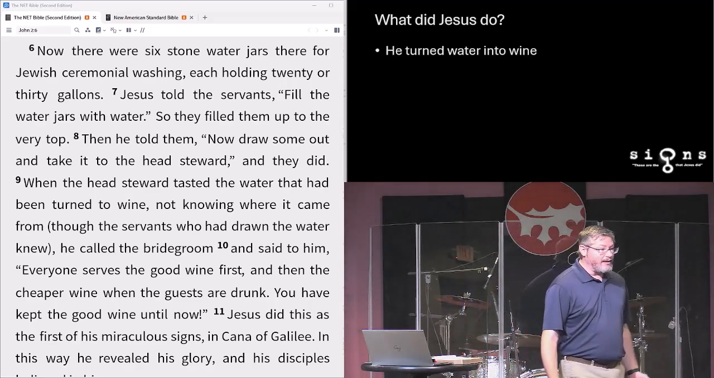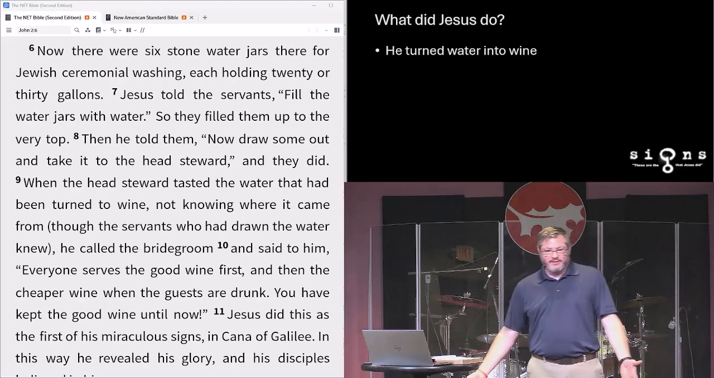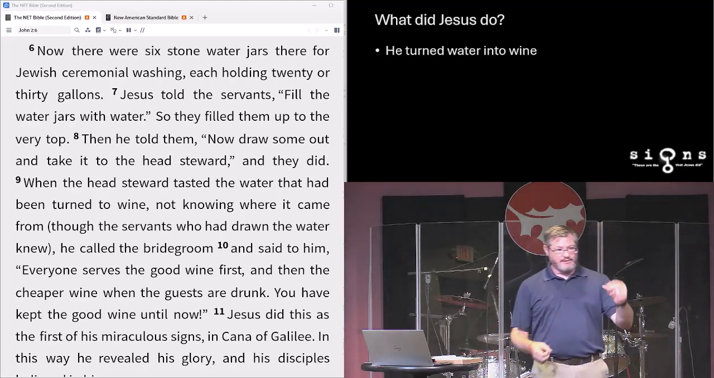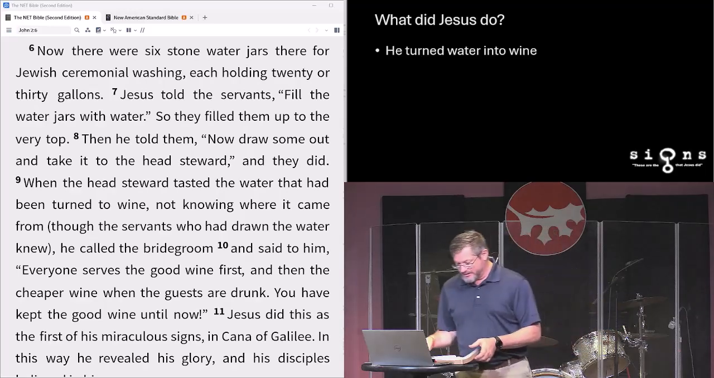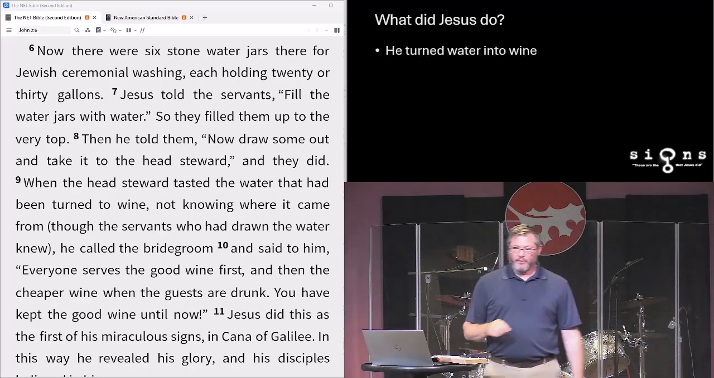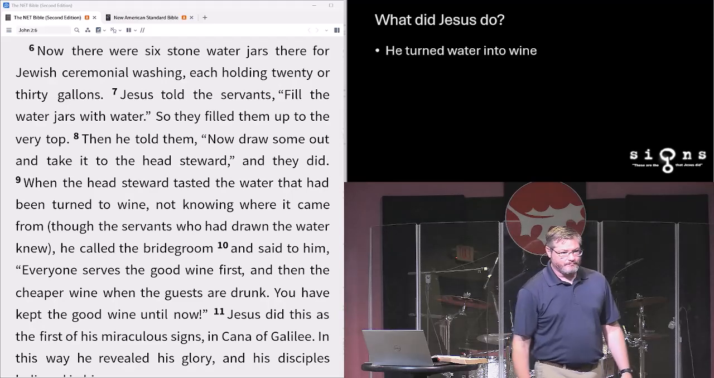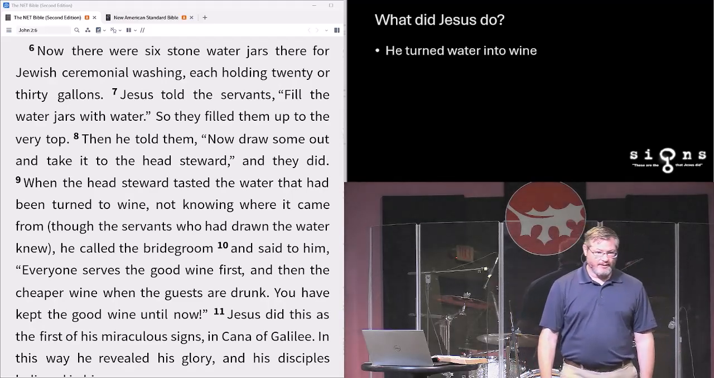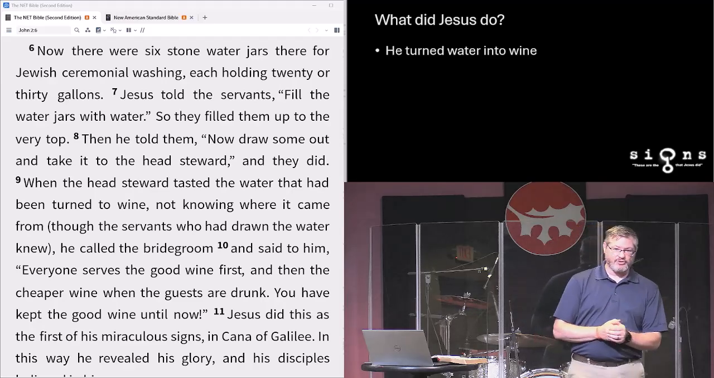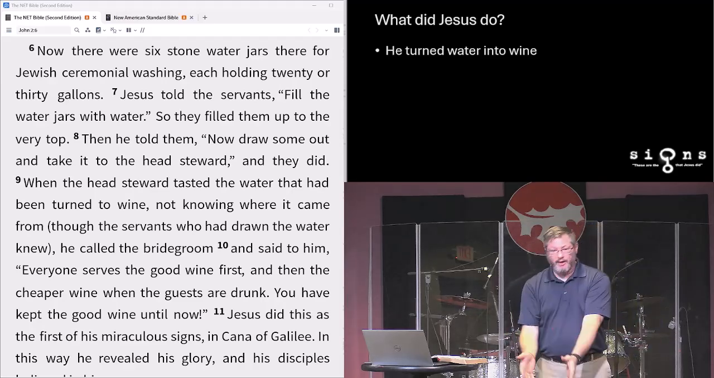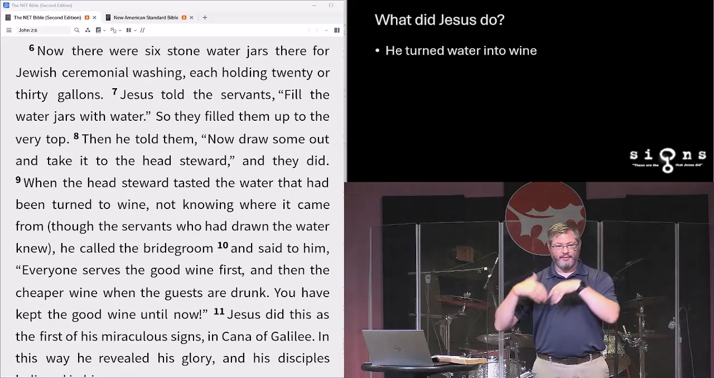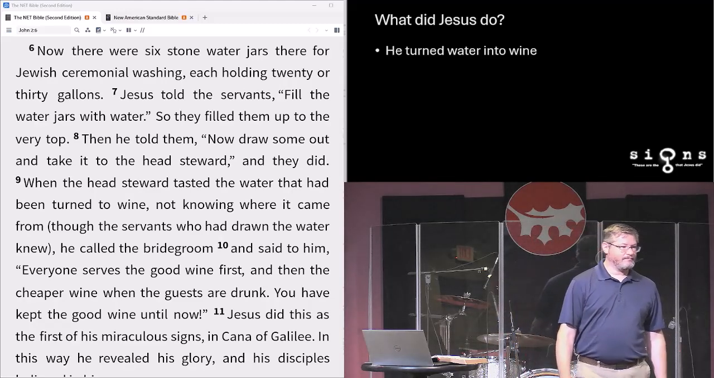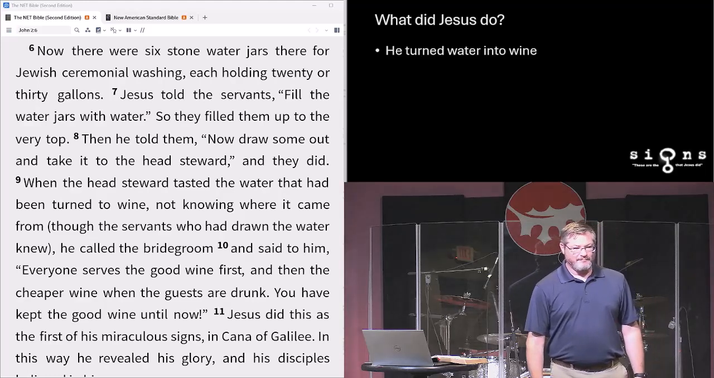Yes. Right. It's not like he went over and this wasn't Kool-Aid packets that he's pouring into the thing. This was instantaneous, right? What else did he do? Saved a family embarrassment. Good. He did actually, because that would have been terrible to invite all these people and then run out of wine.